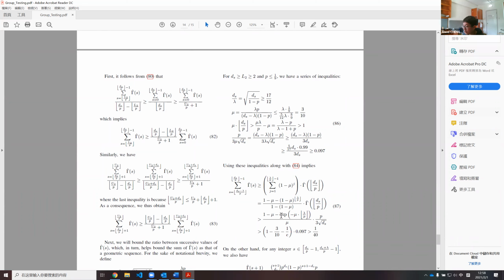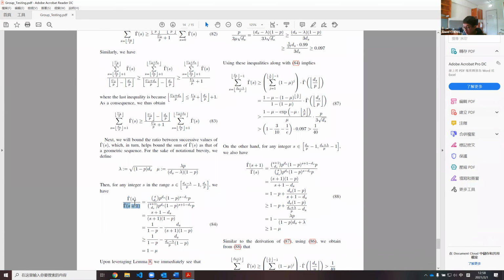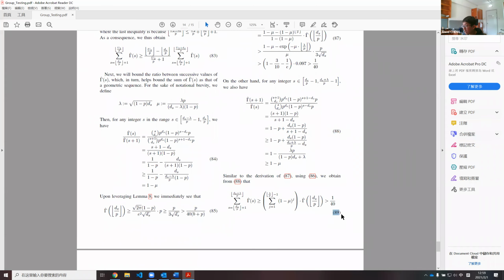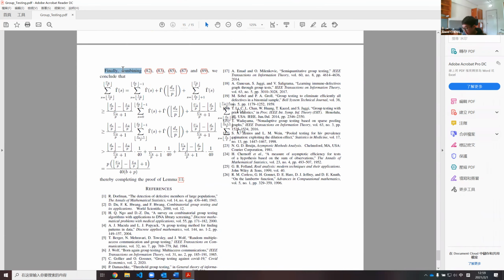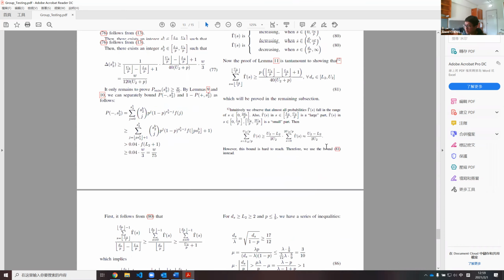We can compute the ratio between two adjacent summations, as in 84 and 88. Then we can change it into a geometric series. Hence, we can compute that both of them are larger than 1 over 14. And combining all the above inequalities, we can bound the original summation like this. And hence, the proof of lemma 11 is completed. Okay, now all the proof is completed. So finally, let's go to the simulation part.